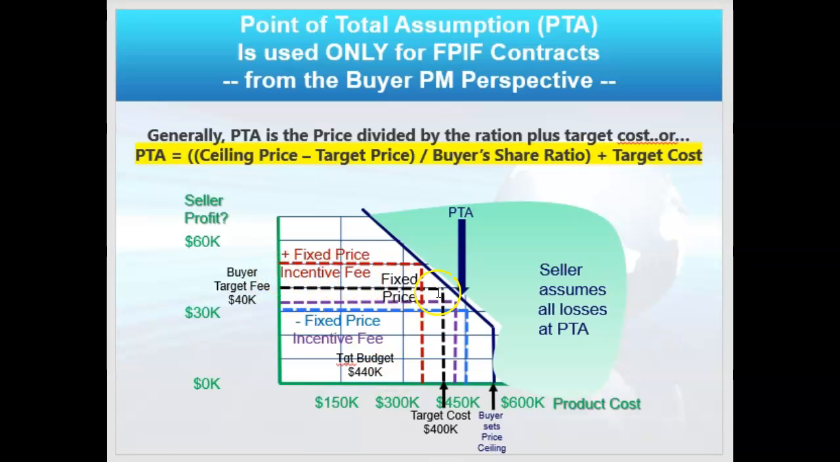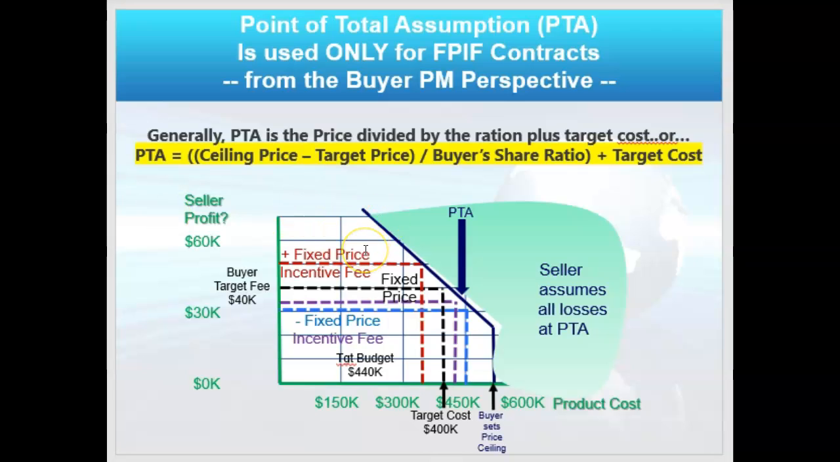Now, if the seller comes in right at that, bam, beautiful, everybody wins. If the seller comes in above that, see in red, that means you're going to end up paying them less because of that share ratio. So notice this formula for point of total assumption. It's the ceiling price minus the target price divided by the buyer's share ratio, and all of that plus the target cost. So make sure you memorize that formula and work through some examples.